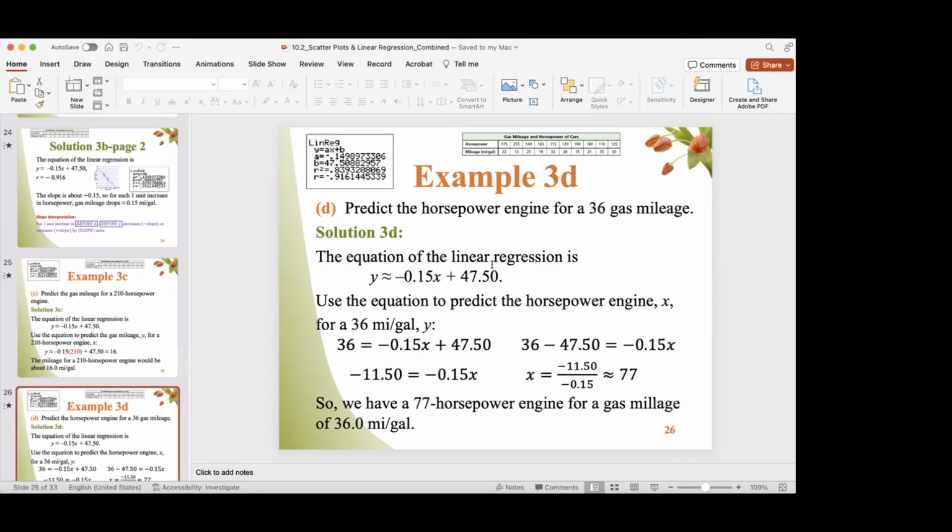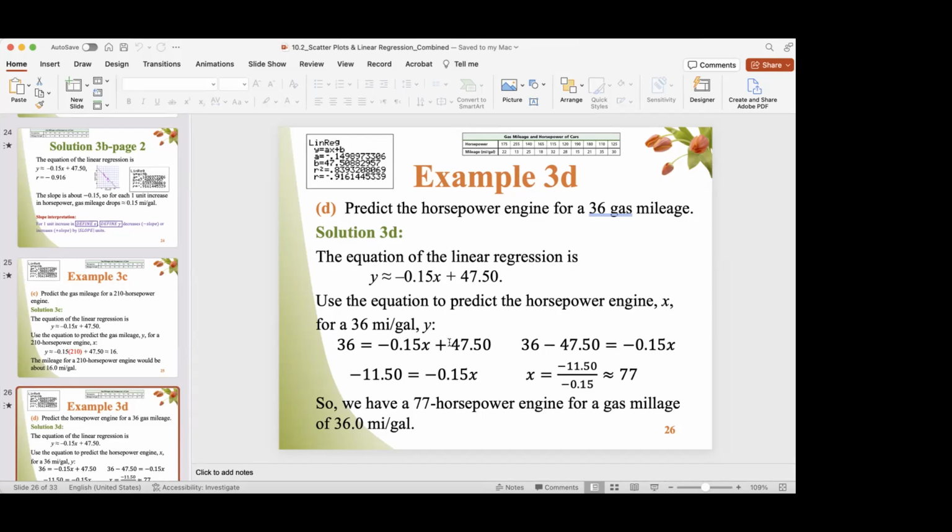Now, if I give you gas mileage, like if the gas mileage is 36, you can predict the horsepower. So we know that the mileage is the Y, so we replace the Y with 36, get 36 equal to negative 0.15x plus 47.5.